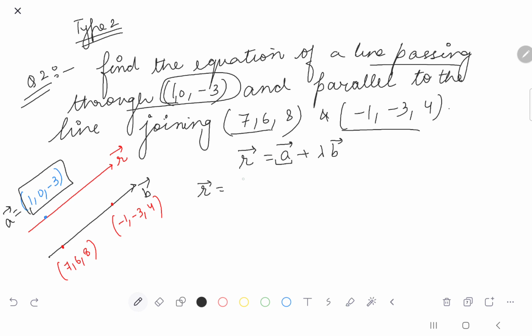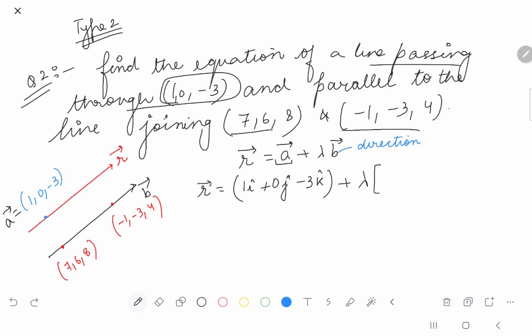A shall be written as 1 i cap plus 0 j cap minus 3 k cap, because every point could be written in the form of a vector, plus lambda b. Now what is b? B basically is the direction ratio of the second vector, this b vector, which is parallel to the r vector. So b is nothing but the direction ratio of the line b.